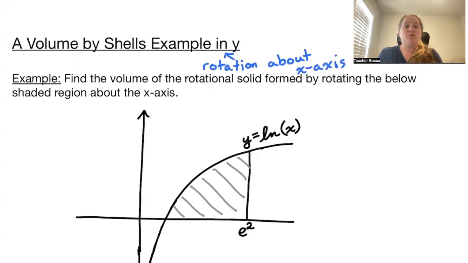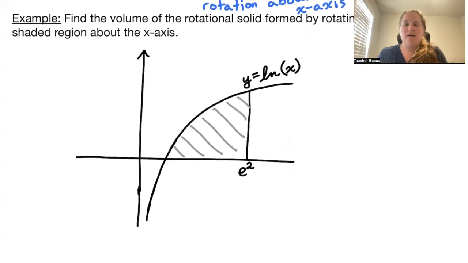For this example, let's find the volume of the rotational solid formed by rotating the below shaded region about the x-axis. The region we are working with here is below y equals natural log of x and above the x-axis, and the region stops at x equals e squared. Of course, natural log hits the x-axis at 1, so we're essentially running from x equals 1 to e squared, above the x-axis and below natural log of x.